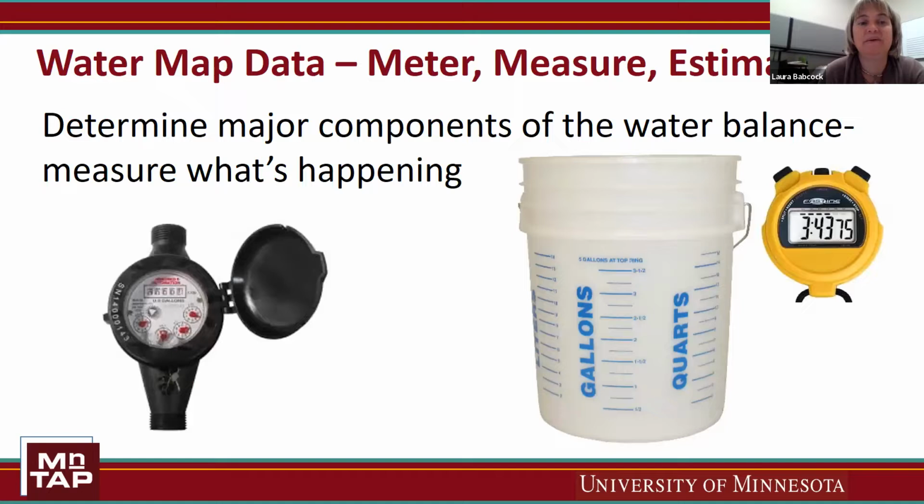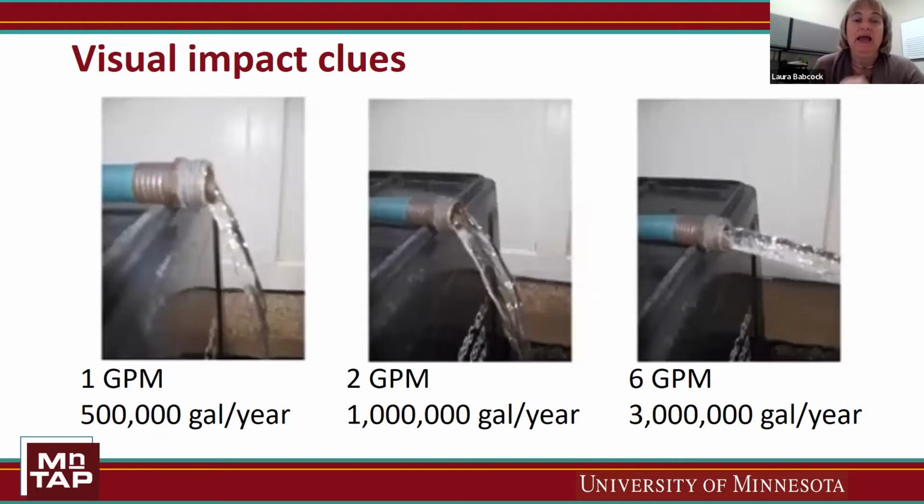How do we make a water map? Well, we meter, we measure, we estimate, we figure out what's flowing where through the operation. So we have to figure out where we can get information, what information is available, is it accurate, can we verify it in any way? Sometimes, as we're walking through a site visit, we might get some visual clues that something funny is going on with the water.